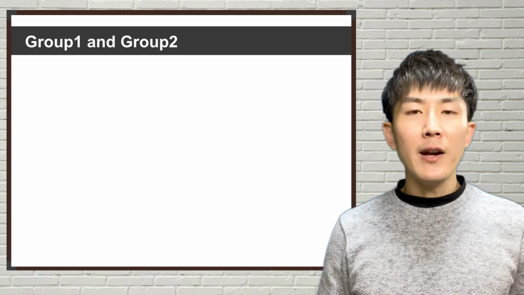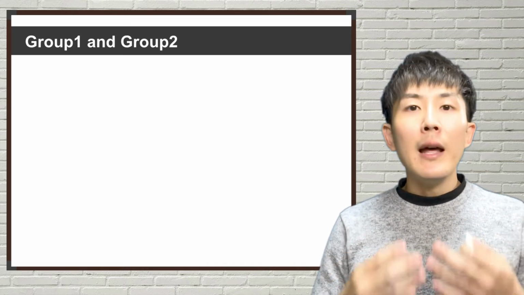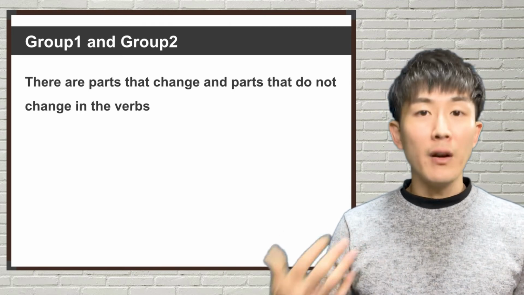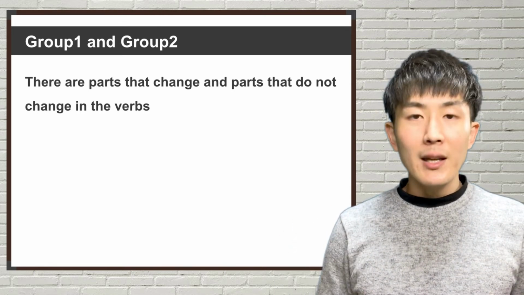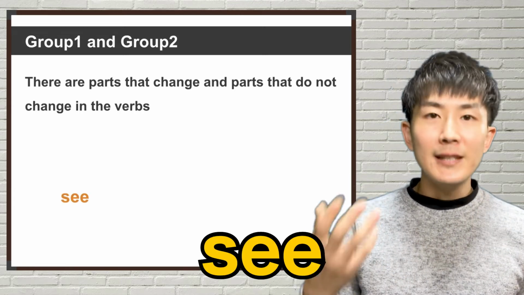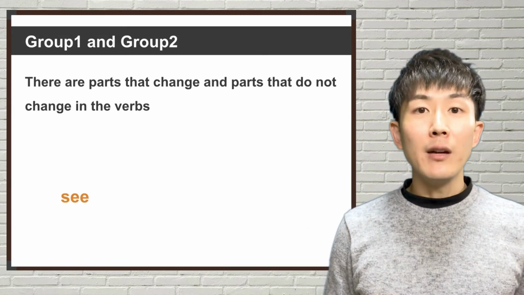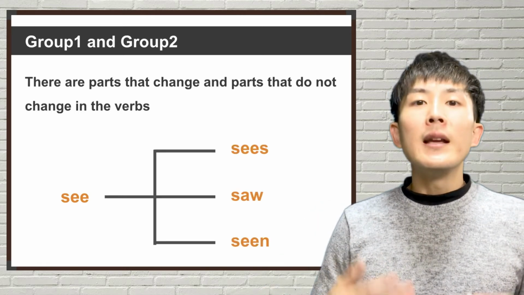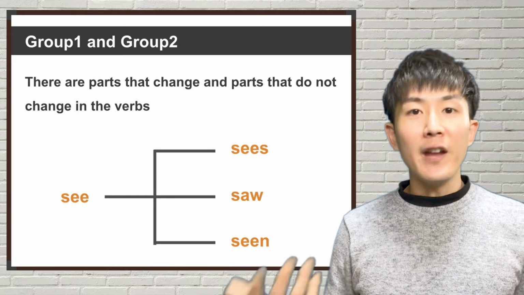Both groups have one basic rule. There are parts that change and parts that do not change in the verbs. When it comes to that, English verbs do the same, don't they? For example, see. See can become sees, saw, or seen. Japanese verbs also change like that.